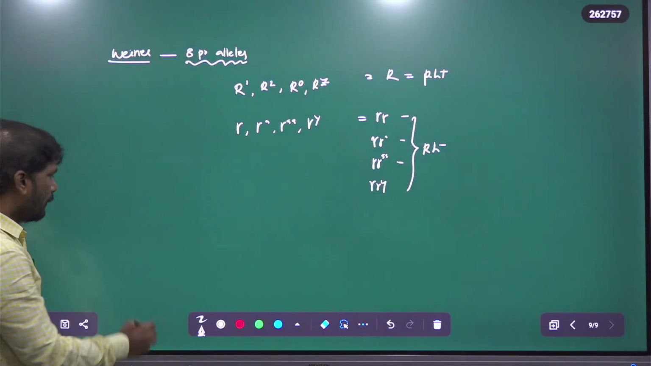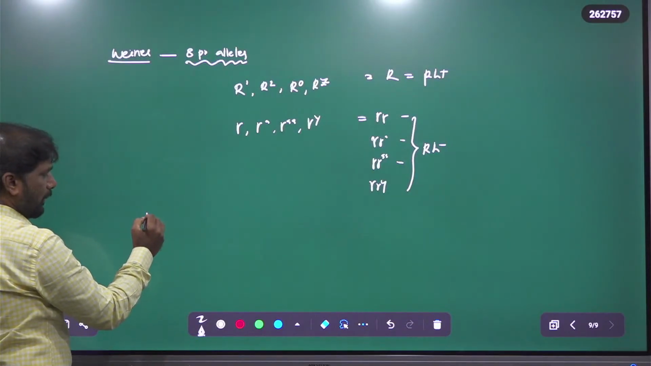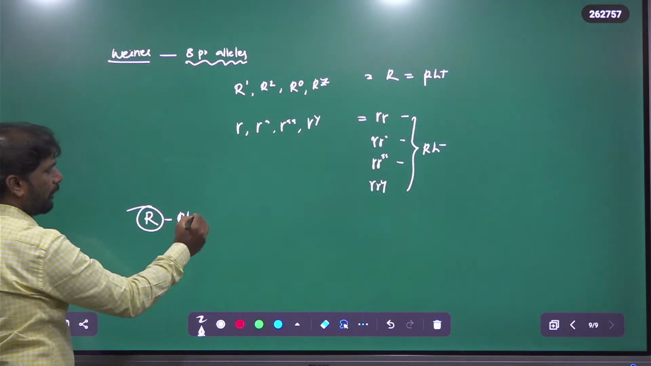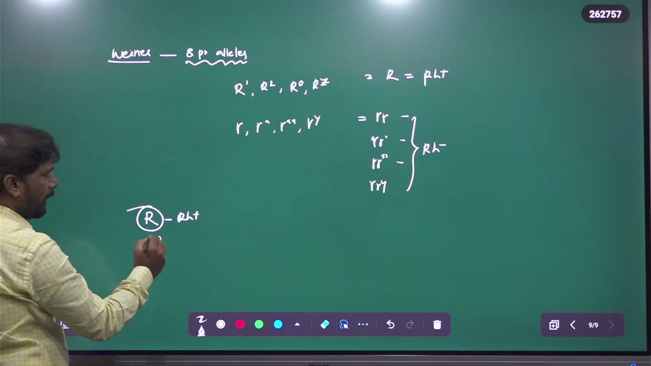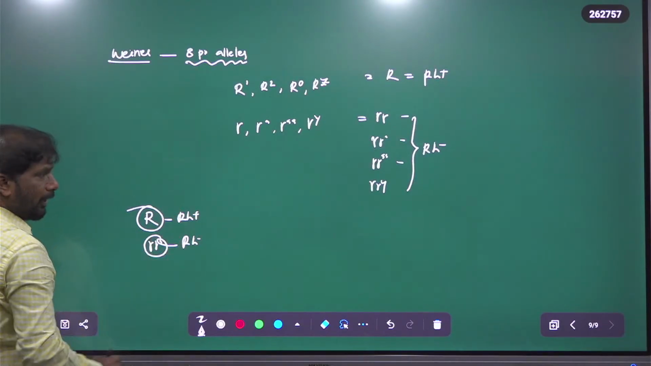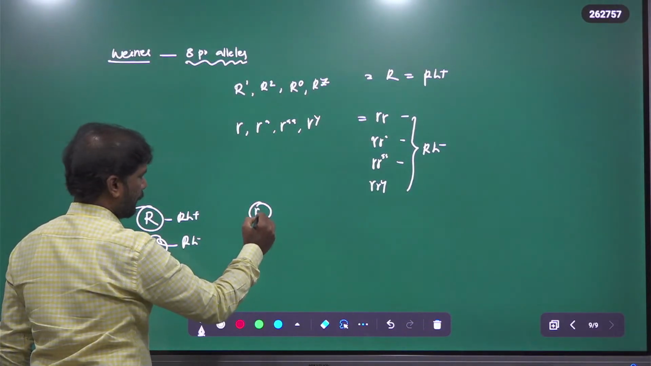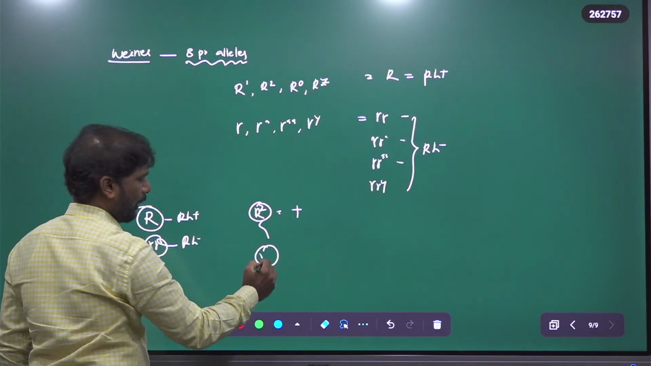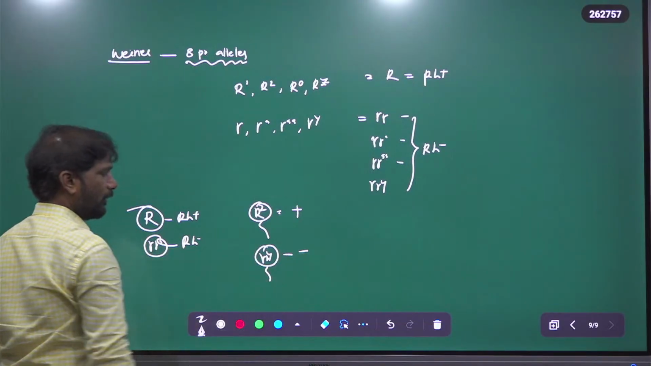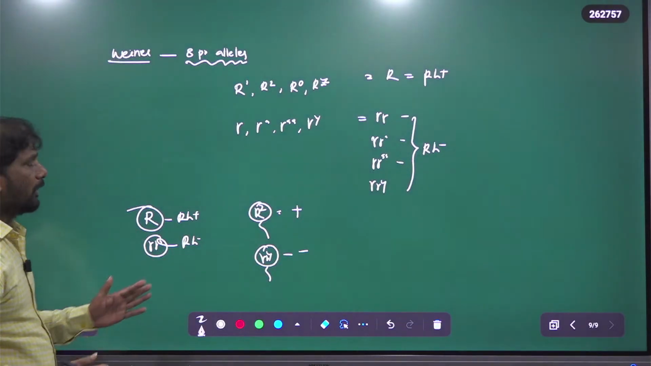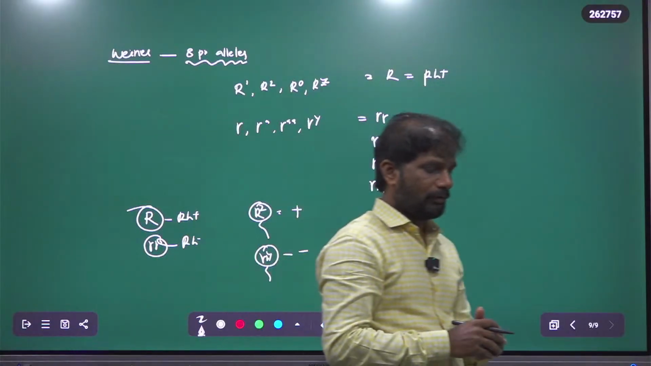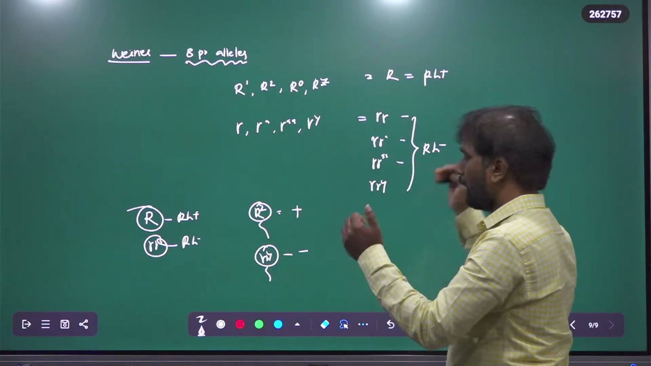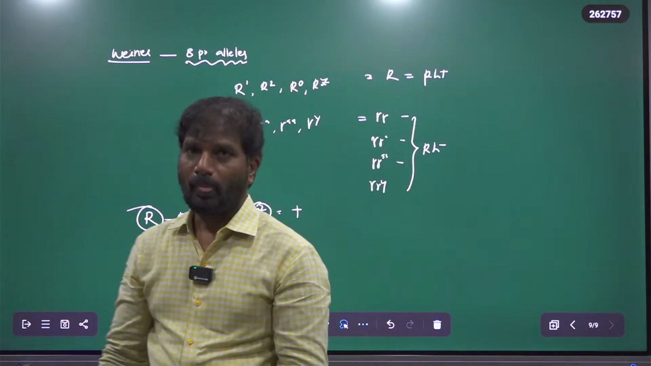Rh antigen means when the ova has capital R, it is Rh positive. When the ova has this type of condition, you can say it is Rh negative. When the sperm has R or RZ, it is positive. When it has small r y, it is the negative condition. So according to Fisher and Race, and according to Wiener, you can say Rh positive and Rh negative. This is nothing but known as Rh typing.